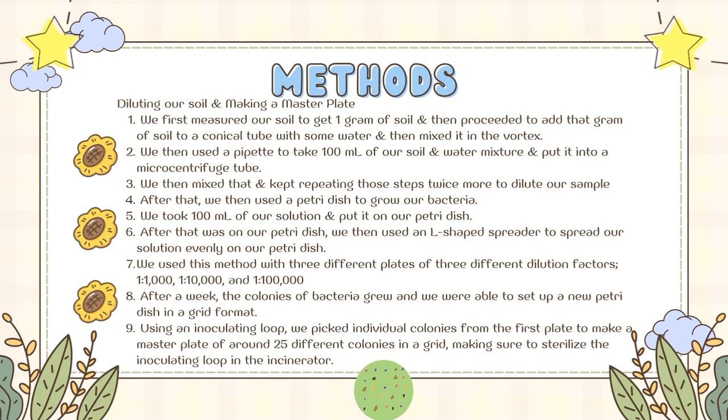After a week, the colonies of bacteria grew and we were able to set up a new petri dish in a grid format. Using an inoculating loop, we picked individual colonies from the first plate to make a master plate of around 25 different colonies in a grid, making sure to sterilize the inoculating loop in the incinerator between each passing. So it'd be sterile before we move it over.